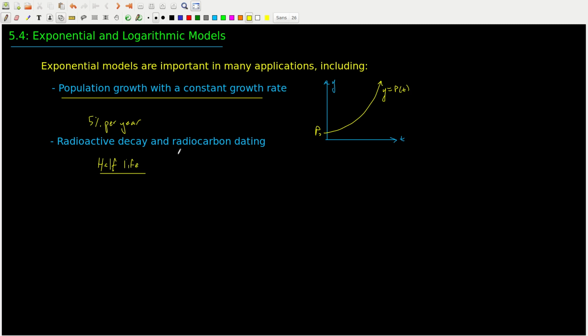And so this is a decay, an exponential decrease, that models the amount of an element over time. And so this is an exponential that decreases towards zero. Given enough time, the element would decay away completely.